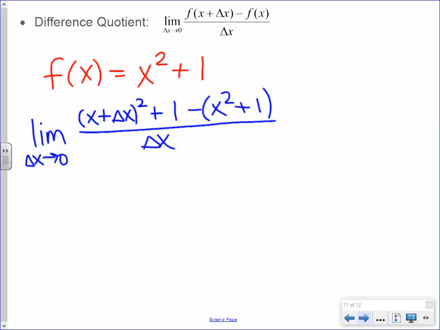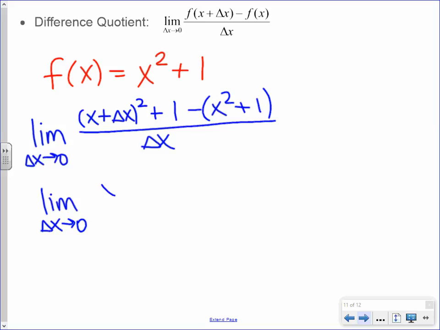Okay. Now this is why I had you work with it already, like in the summer packet and on your quiz. Because when we go to try to evaluate the limit as delta x approaches 0, we're dividing by 0. That's not okay. So we're going to have to do some algebra so that we no longer are dividing by 0. So what should we do with our numerator? We need to multiply this out.